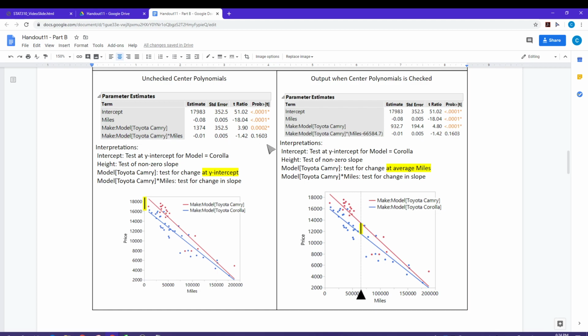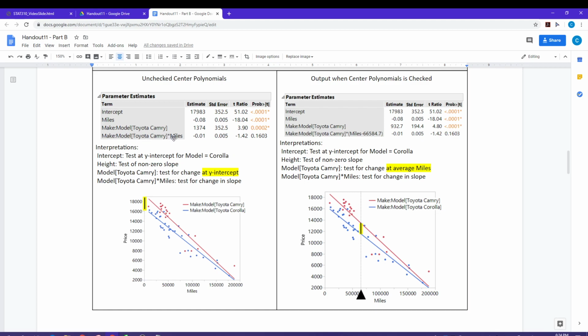Now, let's look at the output. A lot of this output is the same. The y-intercept, 17,983, 17,983. It's actually the same for both of those. Actually, the test and the p-value are the same for the intercept. The miles, minus 0.08, that's the slope here. That's the slope that I have over here when centered polynomials is checked. So there's actually no difference in miles.